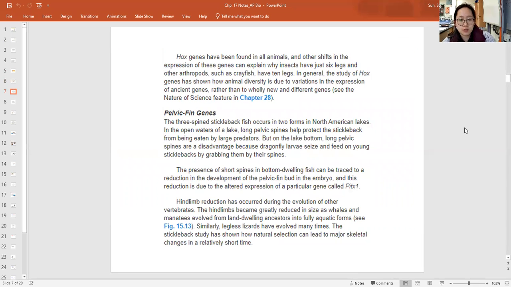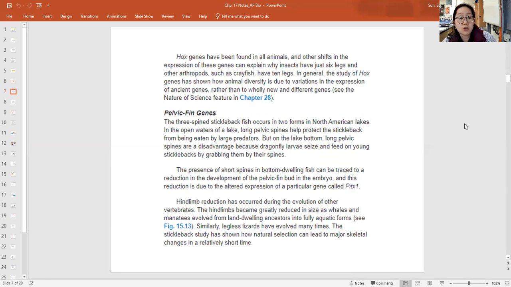We are actually going to read through this section together, even though it is in your textbook, because it comes with the next part that you're going to do a quick short write about. So Hox genes have been found in all animals, and shifts in the expression of these genes can explain why insects have just 6 legs and other arthropods, such as crayfish, have 10 legs. In general, the study of Hox genes has shown how animal diversity is due to variations in the expression of ancient genes, rather than to wholly new and different genes.